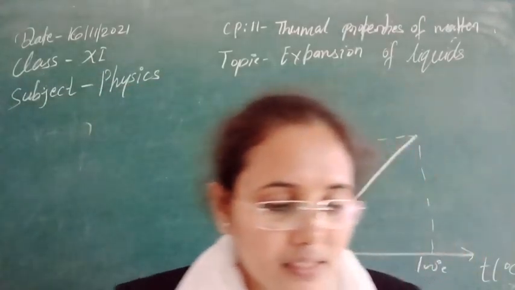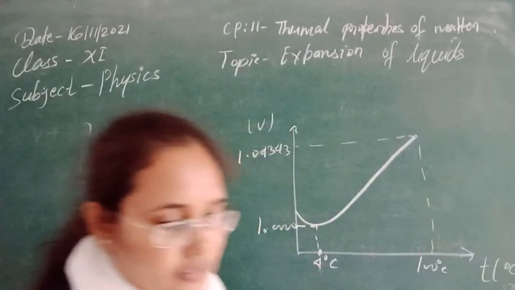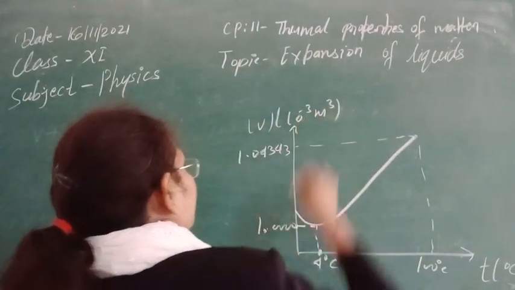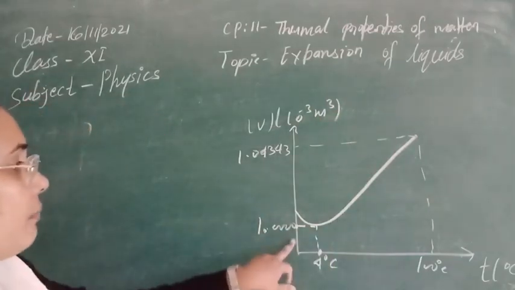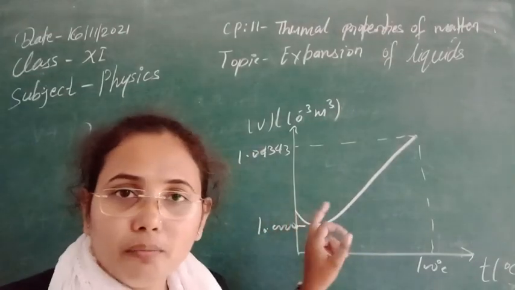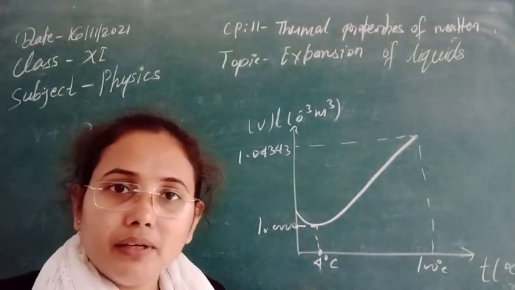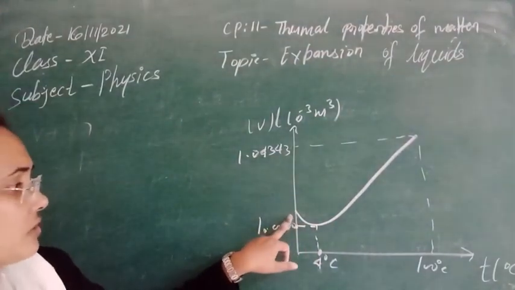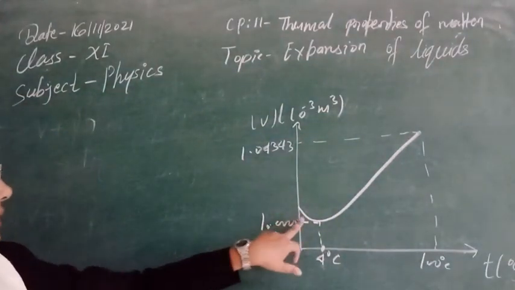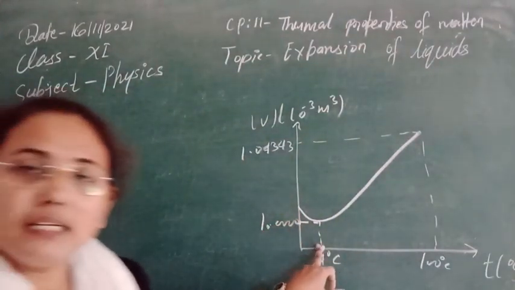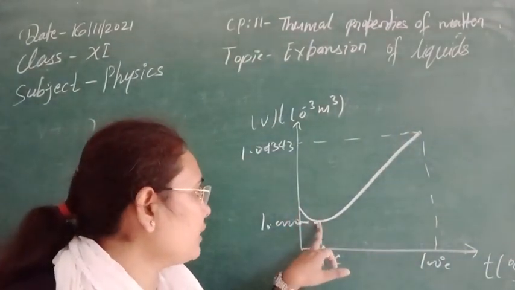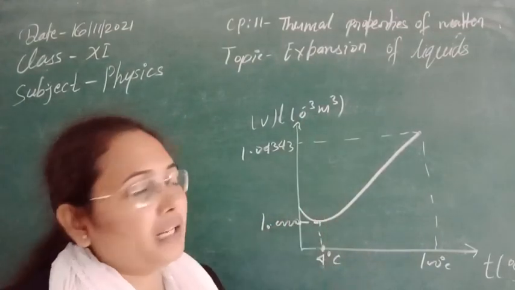So what are we seeing from this graph? The volume here is in the order of 10 power minus 3 meter cube. We see that at 0 degrees Celsius the volume of the liquid is somewhat different, but whenever the temperature starts to increase, from 0 up to 4 degrees Celsius, the volume starts to decrease, and it will decrease up to 1 into 10 power minus 3 meter cube.